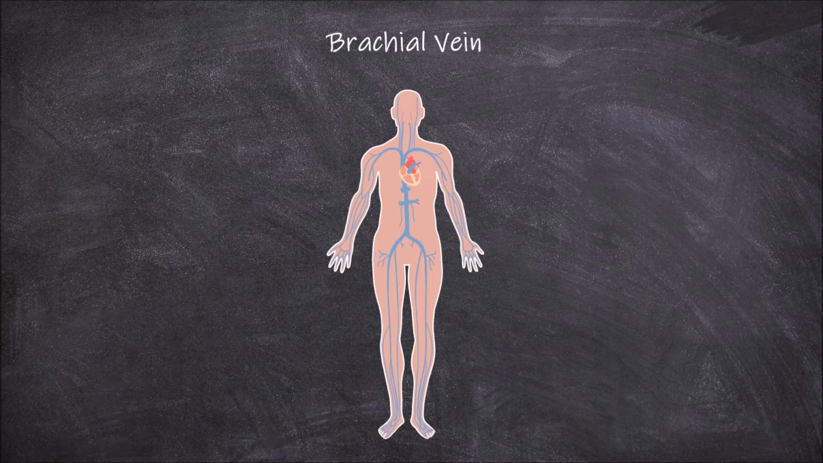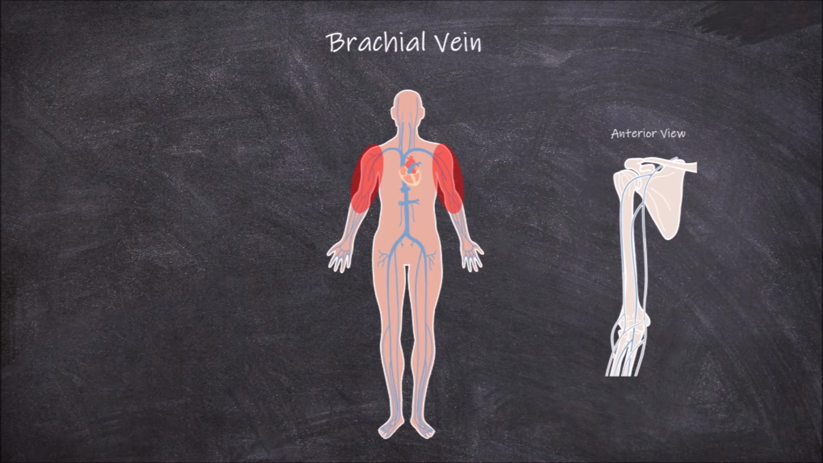In this video I'm going to go over the structure and function of the brachial vein. Firstly, where is this vein located? The brachial vein is located in the upper arm and elbow region of each arm. If we take a closer look at the veins on the anterior surface of the right arm, we can see the brachial vein highlighted in red.